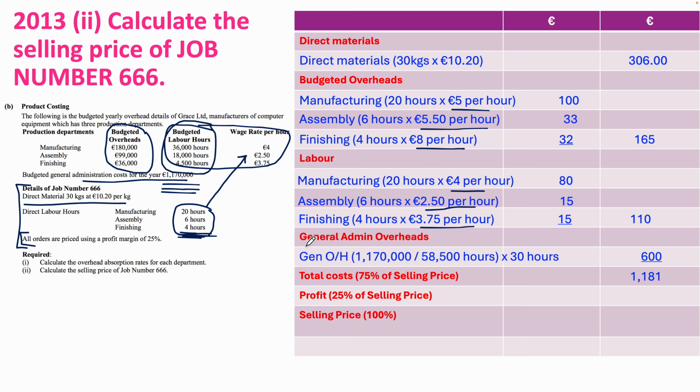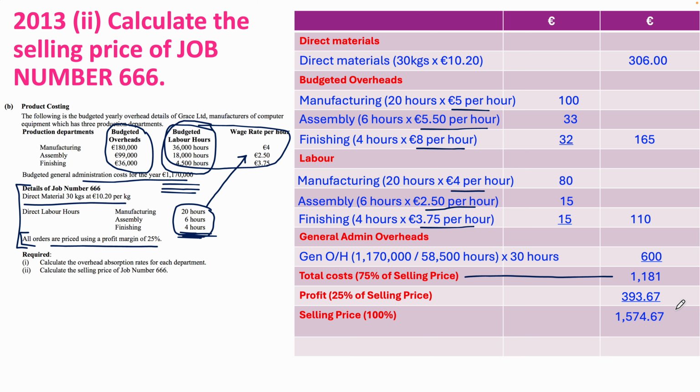If we tot all that up, 306, 165, 110, 600, we get 1181. Okay. Now, we're told that all orders are priced using a profit margin of 25%. So that there, total costs are 75% of the selling price. So if we divide that by 75, multiply it by 25, we get 393.67. And then our selling price would be 1574.67. So that is part B done, the product costing done.